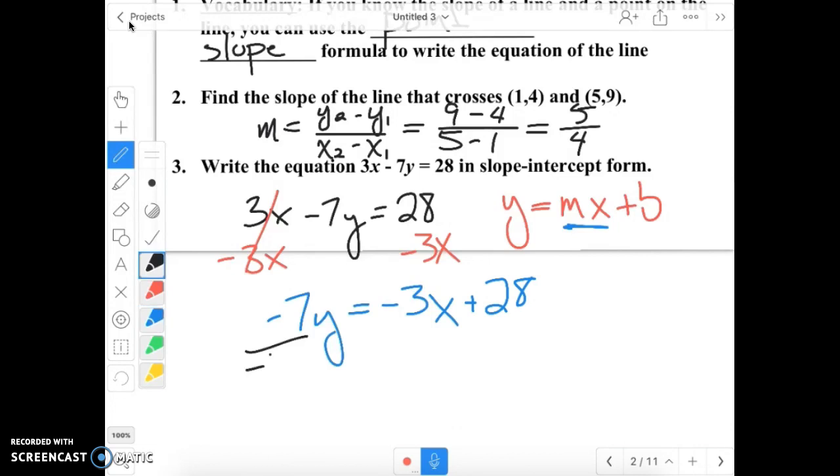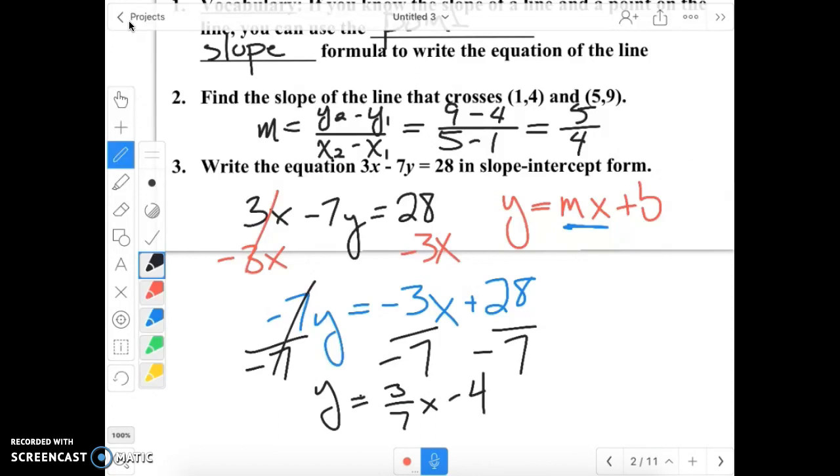And then last, we will divide everything by negative 7. So we get y equals, negative divided by a negative is a positive, so 3/7 x, and then 28 divided by negative 7 would be negative 4. So there's our equation of our line in slope-intercept form.